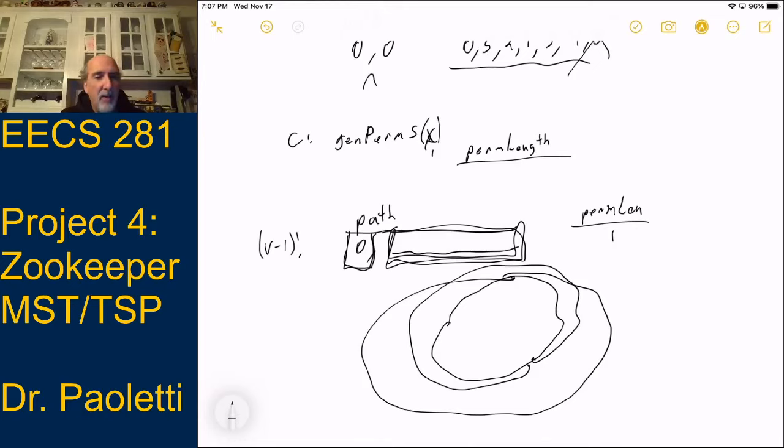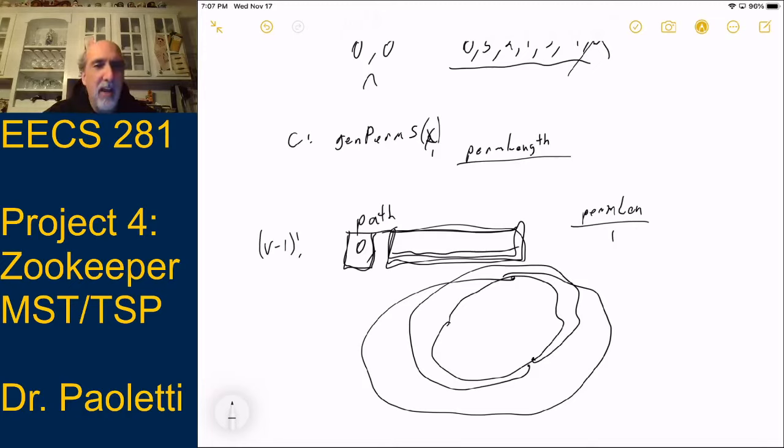Let's see, where am I? Okay, so how do we keep a running total? I mentioned the current path length should be a running total. If you look at genperms, and if you don't have it up already, pause the video, bring up the genperms code and take a look at it.